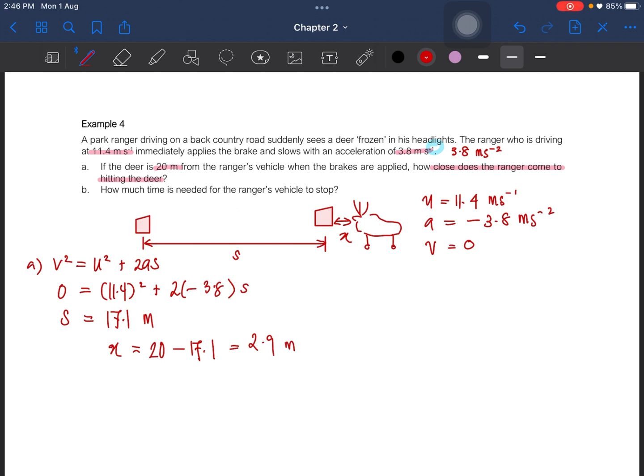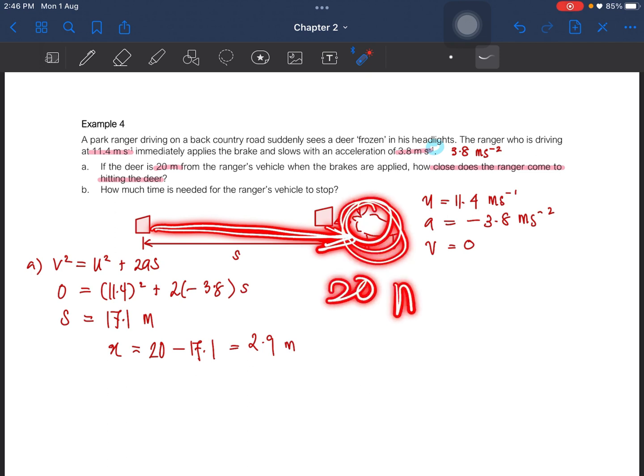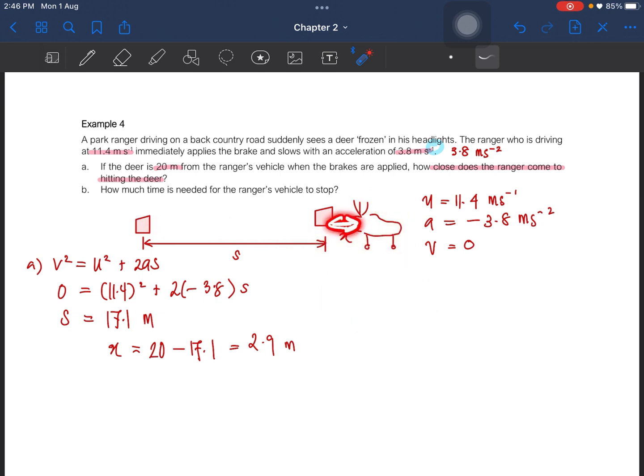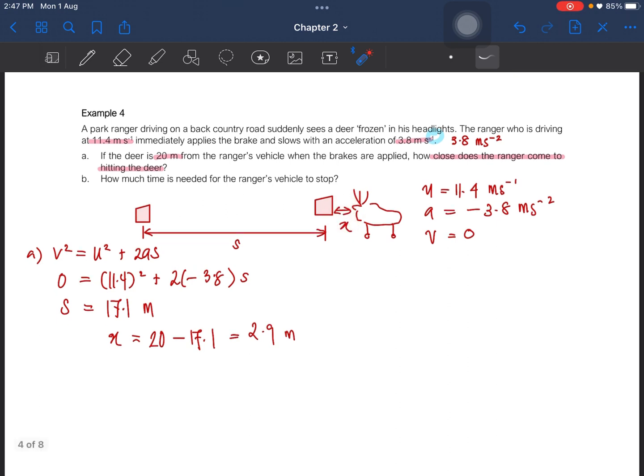Okay, so why is it 20 minus 17.1? Is because awal-awal the deer is 20 meter from the ranger's vehicle. Okay, so the ranger's vehicle until the deer is 20 meter. Dia cakap dia sempat tekan brake, and then dia cakap berapa dekat the car sampai dengan the deer. Okay, maksudnya dia tidak langgar lah the deer. The deer is still there. So the question is implying that the vehicle stops just right before the deer. So itulah the distance yang we have to find. Okay, that's why we just do 20 minus the distance 17.1 yang we obtained tadi.